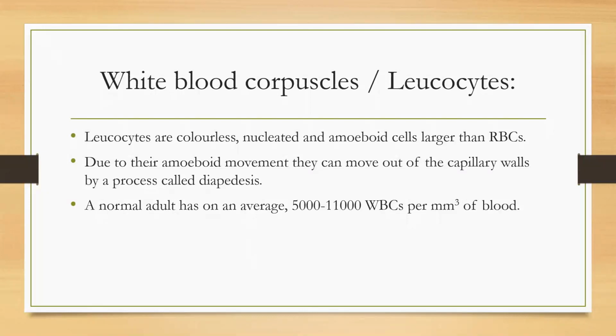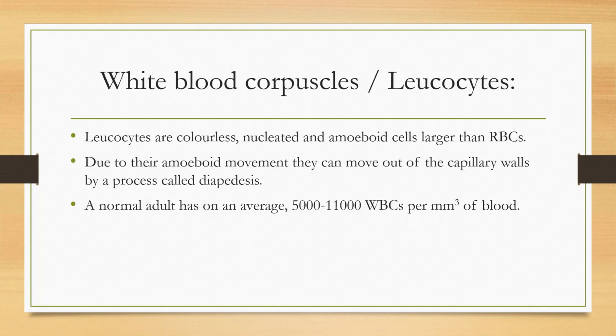Now, white blood corpuscles are also called leukocytes. Leukocytes are colorless, nucleated, and amoeboid cells larger than RBCs. Last time we studied erythrocytes or RBCs, and we saw that RBCs are circular in shape and enucleated. Whereas white blood corpuscles are colorless, nucleated, the nucleus is present, and they are amoeboid cells. That means, amoeba does not have any shape, right? So these cells are also shapeless, you can say, amoeboid cells.